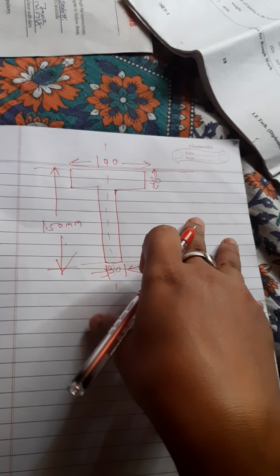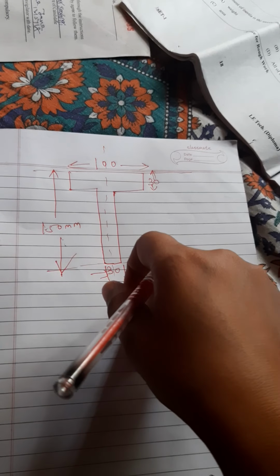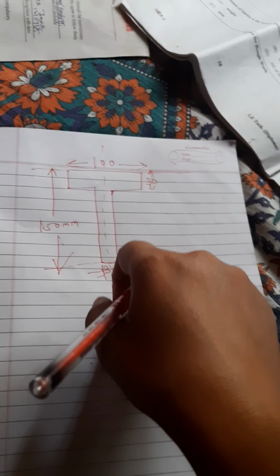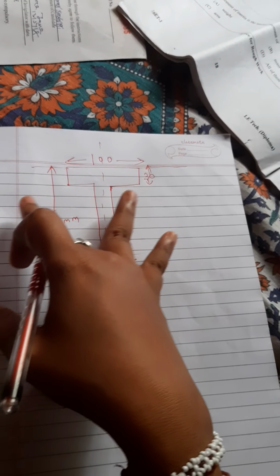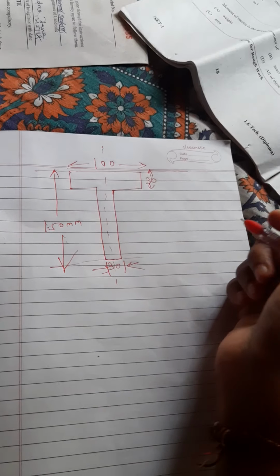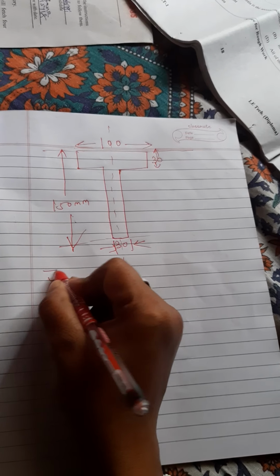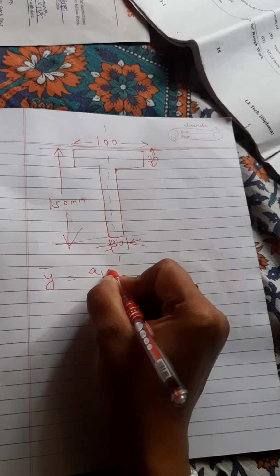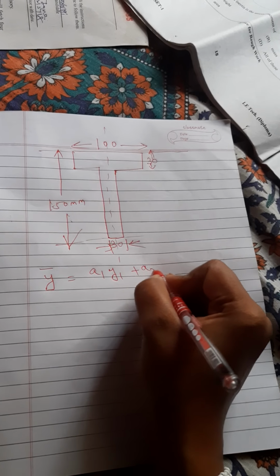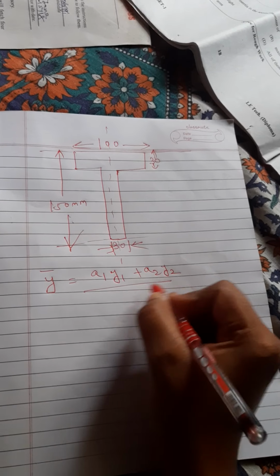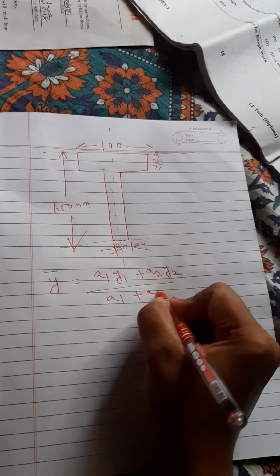So in this case you know that the center of gravity will obviously lie on the Y axis. So we don't need to find out the X coordinate. Here we only need to find the Y coordinate. So you know the formula, y bar equal to a1 y1 plus a2 y2 divided by a1 plus a2.